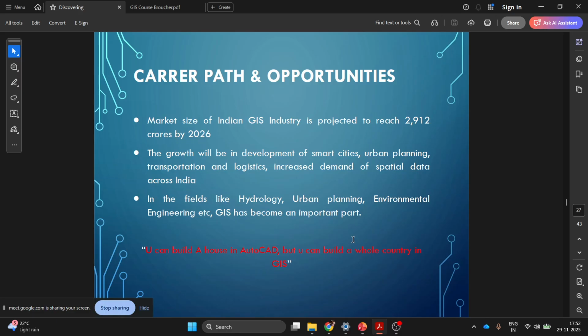So coming to the career paths and opportunities in this area. Here you can see the market size of the Indian GIS industry is projected to reach 2,912 crores by 2026. So the work in this area is increasing, and the job opportunities in this area are also increasing.